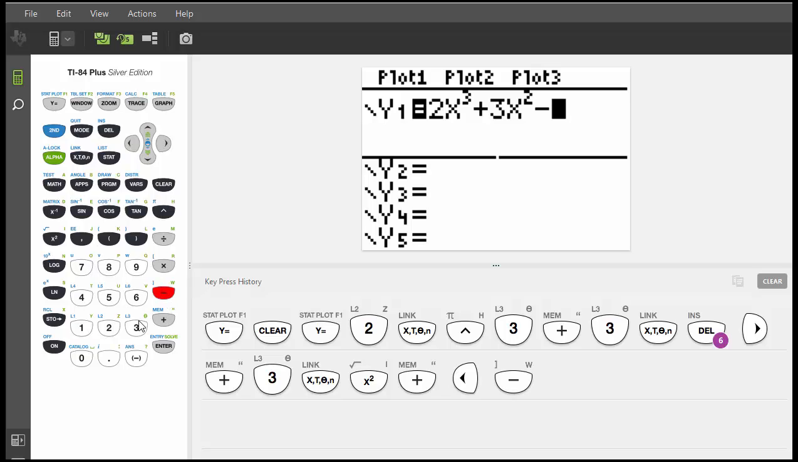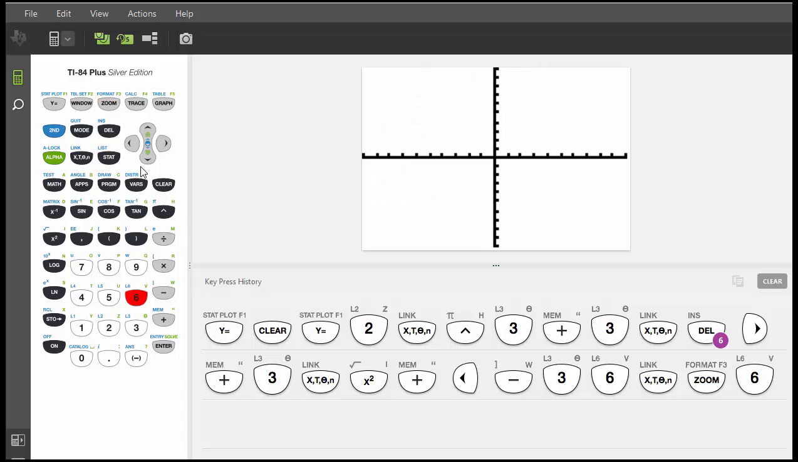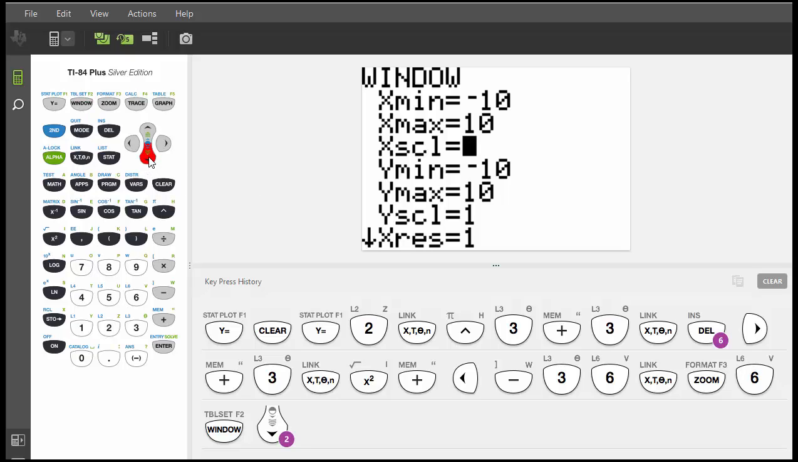Minus 36x. And let's just go zoom standard, which is zoom 6 on this bad boy, and let's sketch it. Let's see how we did. Wow. Well, clearly my scale, let's set my window. Let's go to my y min.